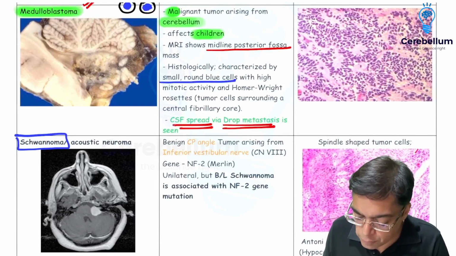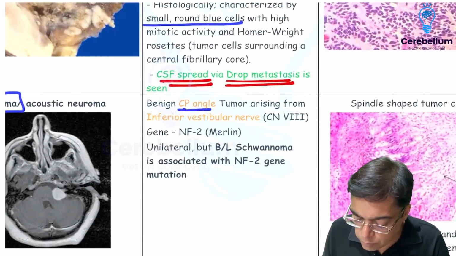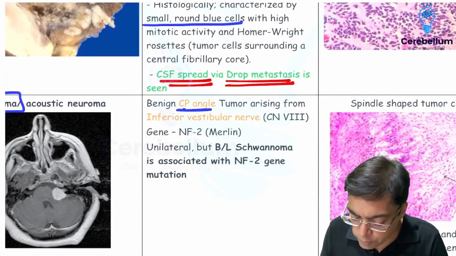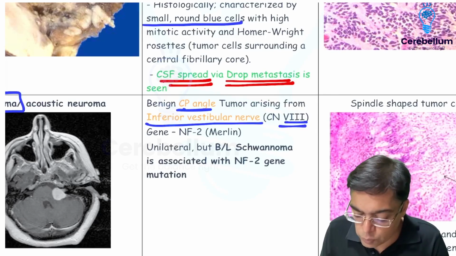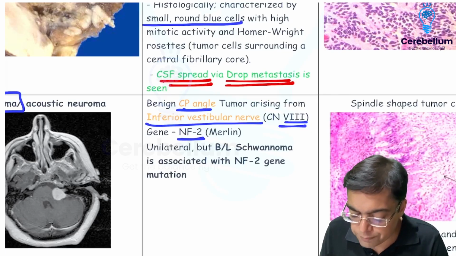Then, continuation of a tumor that is given the name of a schwannoma. Schwannoma is an example of a tumor which is arising from the cerebellopontine angle. It quite commonly arises from the inferior vestibular nerve, that is the 8th cranial nerve, and you can be having its association with NF2 gene.